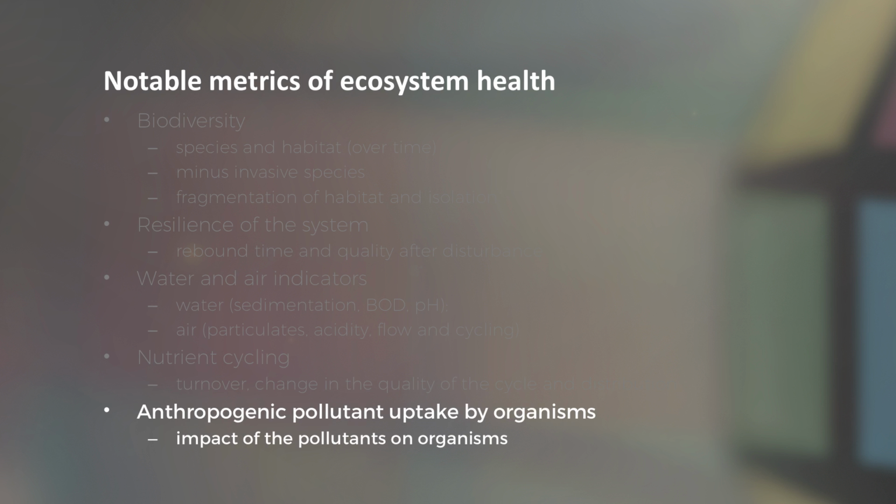Anthropogenic pollutant uptake by organisms is a major concern as well. This refers to what we call bioaccumulation with certain pollutants such as heavy metals. So for example, mercury and lead have a tendency to accumulate in water and are taken up by fish, which in turn go up the food chain and get further accumulated as other organisms eat those fish. And the level of mercury, therefore, can be much higher in organisms that humans are going to consume, ultimately, such as cattle or other kinds of livestock.